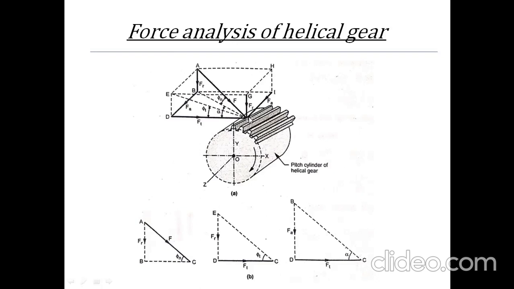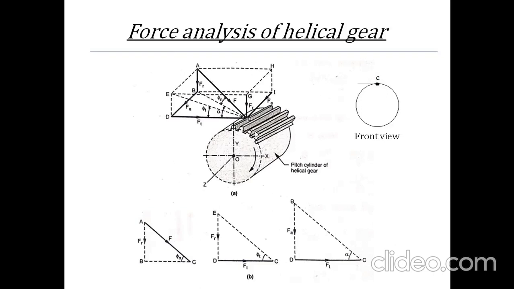Here for analysis purpose, point C is considered on the gear tooth profile. At the same time, that point C is on the pitch circle diameter. If you see from the front view, you can see that C point like this. The C point is on the pitch circle diameter.